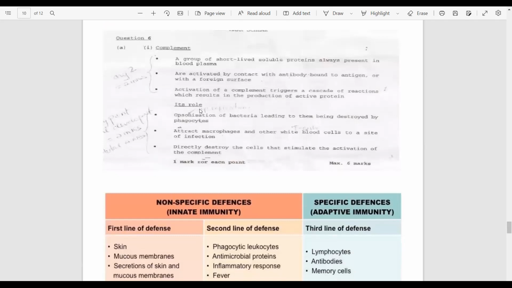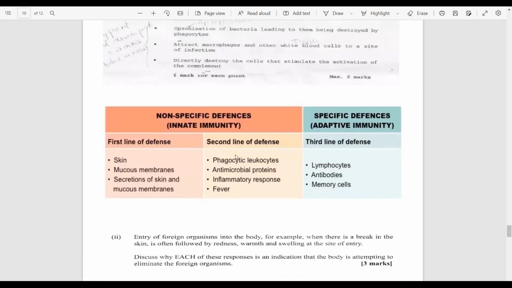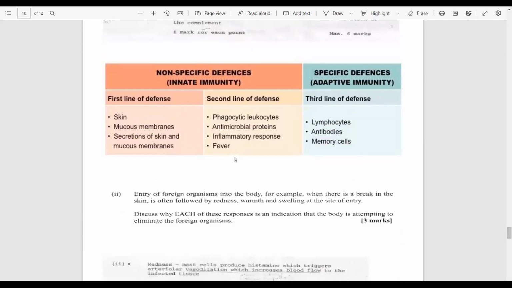Its role is that it can do opsonization of bacteria, meaning it coats the bacteria, making it easier for the phagocytes to destroy. It also can attract macrophages and other white cells to the site of infection, so it can basically enhance the immune response. And remember, I showed you the membrane attack complex. They can sometimes directly destroy a cell by forming the complex in the membrane of the cell, destroying it. All right. So we're pressing on, almost done with this.